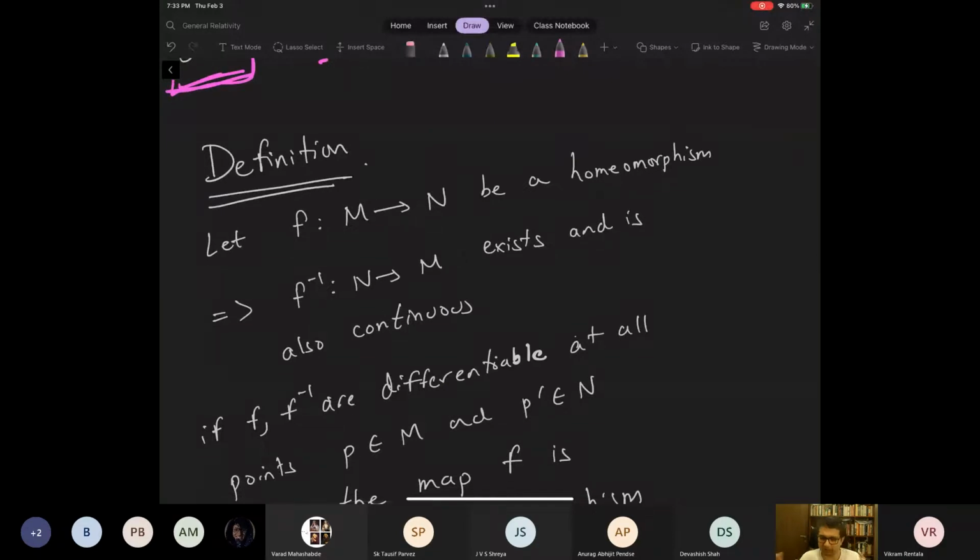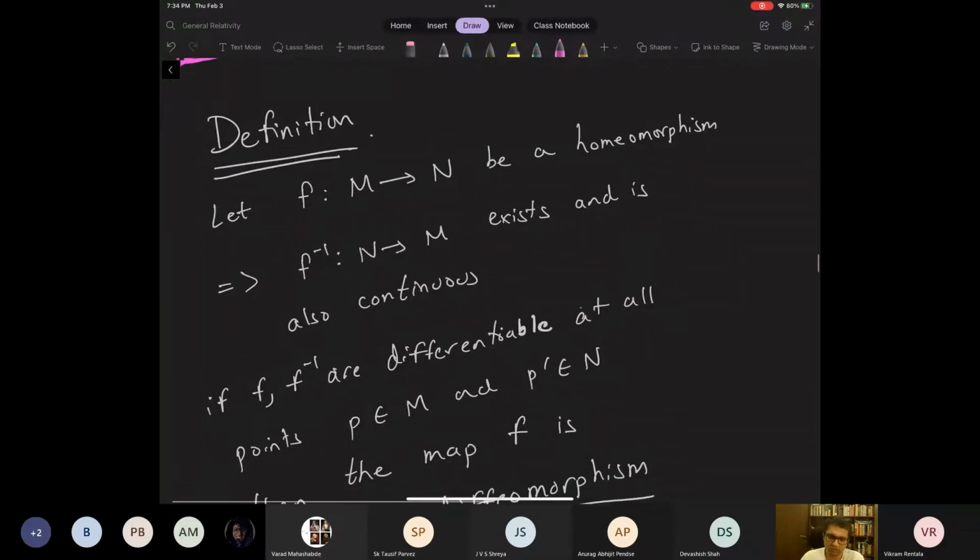Okay, so now let me just give you the formal definition of what I just stated. Let there be a map f from manifold M to manifold N, and let this map be a homeomorphism, that is, it preserves open sets under this transformation. Then the inverse function f inverse exists from N to M by definition of a homeomorphism, and this is also continuous. So f is a continuous function because it's a homeomorphism, and the inverse also exists by definition of a homeomorphism.